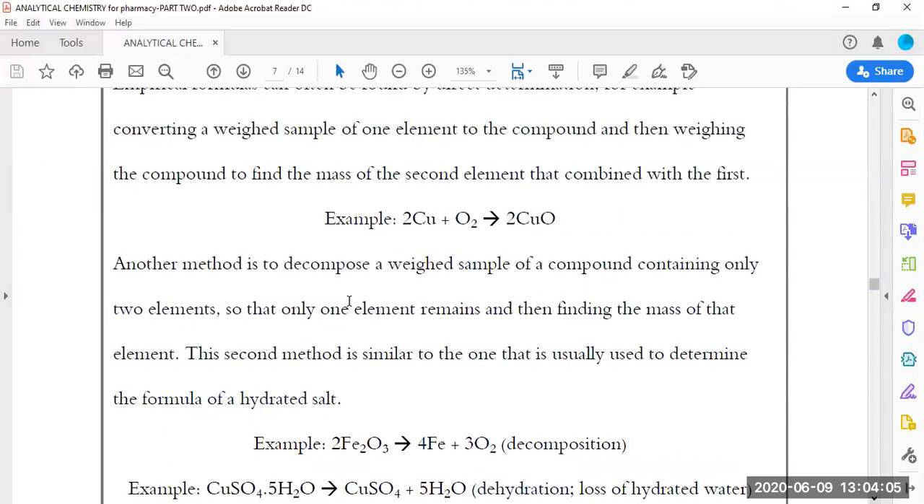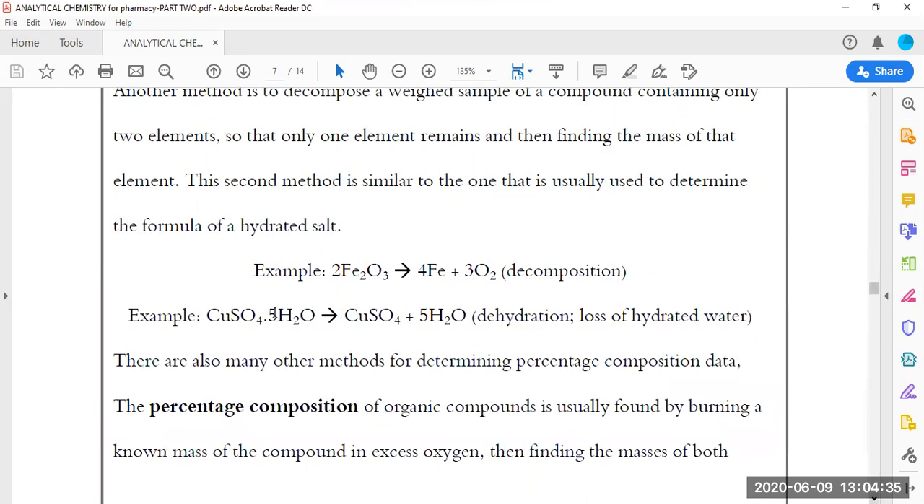Another method is to decompose a weighed sample of a compound containing only two elements. For example, you have Fe2O3, decompose it to Fe and O2, so that only one element remains, and then find the mass of the element. This second method is similar to the one that's usually used to determine the formula of hydrated salts. That's what I mean by hydrated salts.